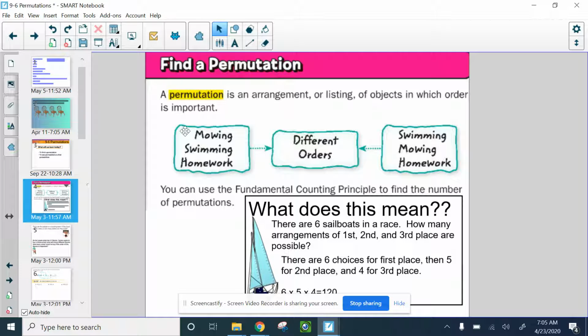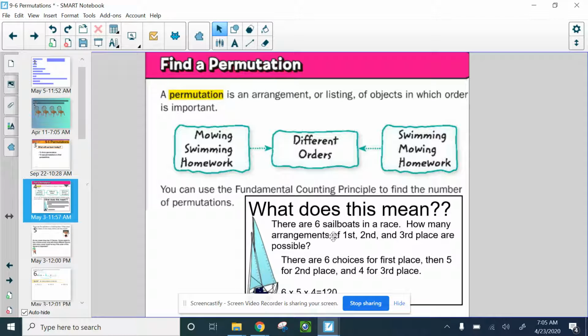So mowing the lawn, swimming, and then doing your homework is different from if you went swimming first, then you mowed the lawn, and then you did your homework third. Although you did the same three things, you did them in a different order. That would be a permutation. We're going to use our fundamental counting principle that we worked on the other day to find the number of permutations. So what does this all mean?